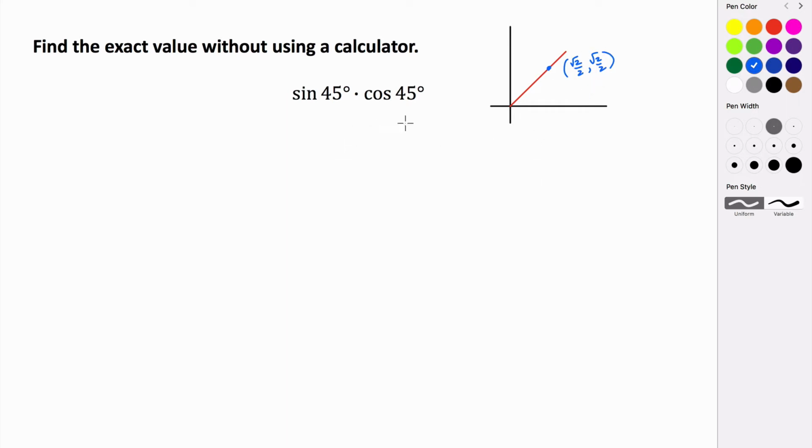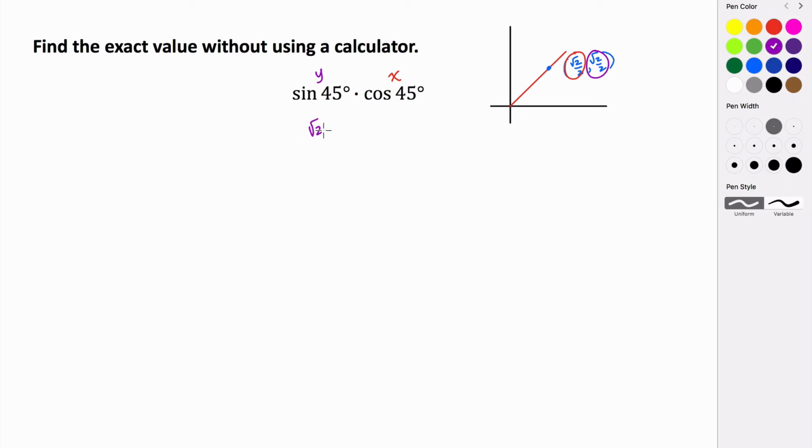Now, if you remember, the sine is just the y coordinate where our circle intersects the angle, and the cosine is just the x coordinate. The cosine is the x coordinate. So we can just take our y coordinates and our x coordinates and multiply them. So this is the sine and this is the cosine. So we can just take those products.